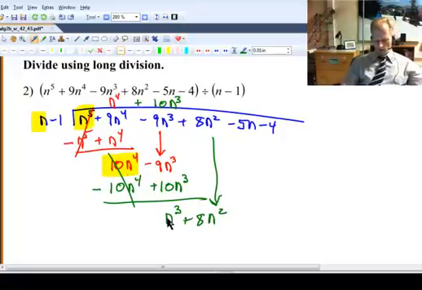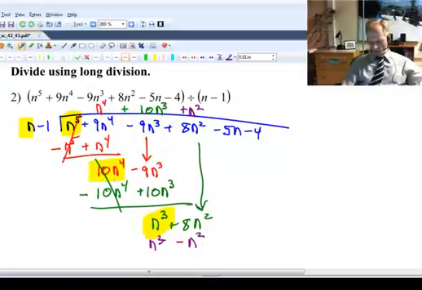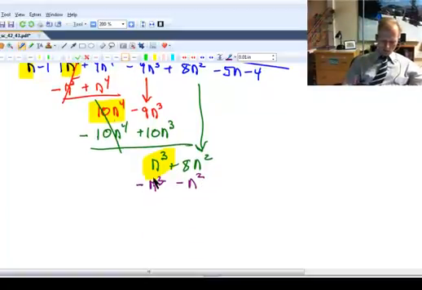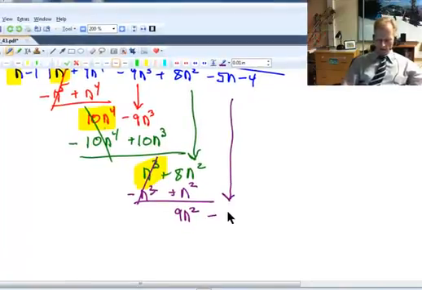Now I'm looking at the 8n squared and the n cubed. And I say, oh, I need to multiply n by n squared to get n cubed. So I do that, and I multiply both terms. And I reverse both signs. I add. That gives me 9n squared. Then I bring down the minus 5n.